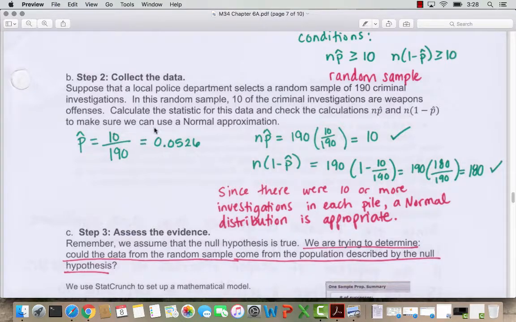You could convert it to decimal and then go through the n times p hat calculations, or leave it as a fraction. We see what we would expect to see: yes, n times p hat is 10, and then n times 1 minus p hat is 180, because we know these have to add back up to 190 cases total. And so we say since there were 10 or more investigations in each pile, a normal distribution is appropriate. And when I say pile, I just mean the criminal investigations versus the non-criminal investigations.